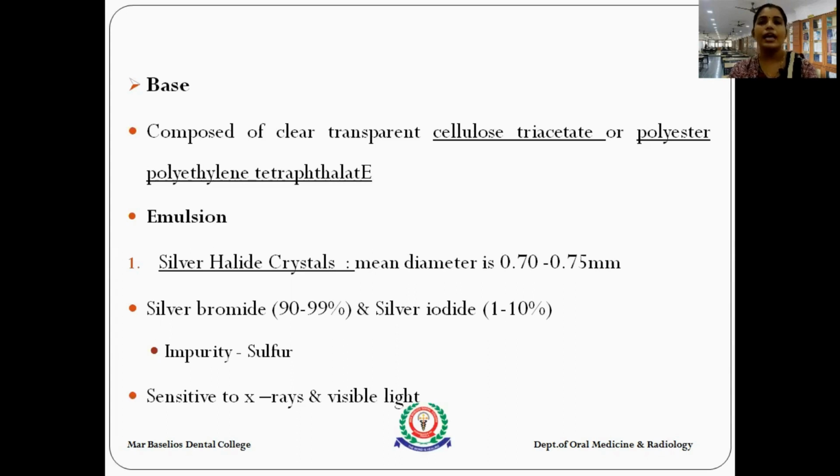composition of the base. And on the emulsion, you have the silver halide crystals on a gelatinous matrix, and the silver halide crystals are either silver bromide or silver iodide. On the surface there are certain sulfur materials which are used to create certain imperfections to increase the sensitivity, and this will make the film sensitive to X-rays and visible light.